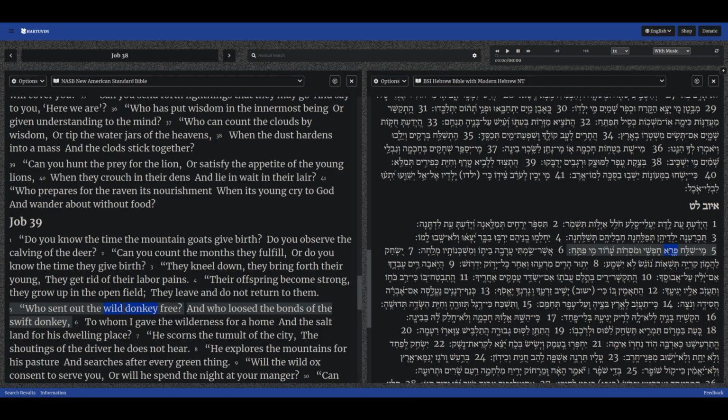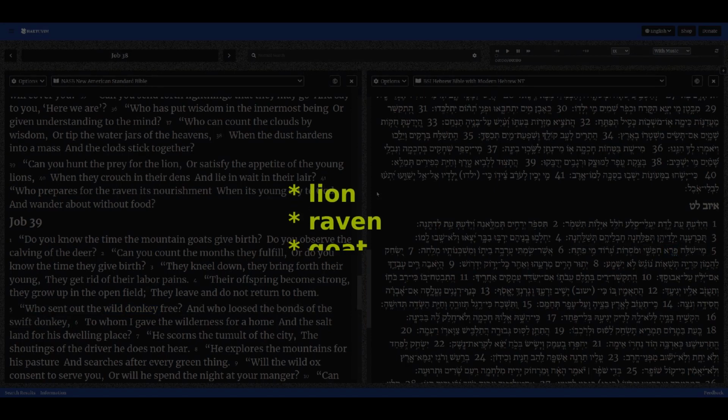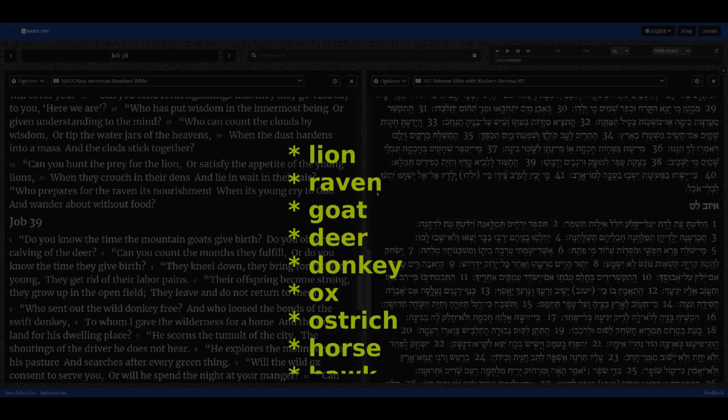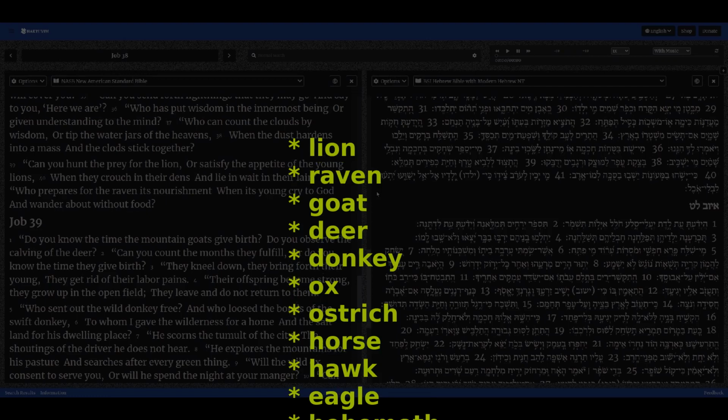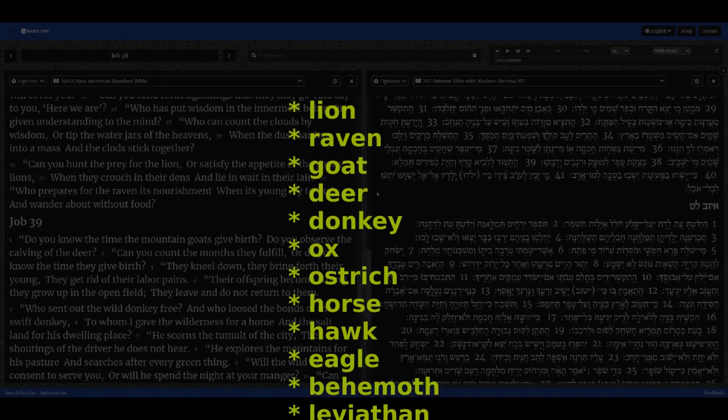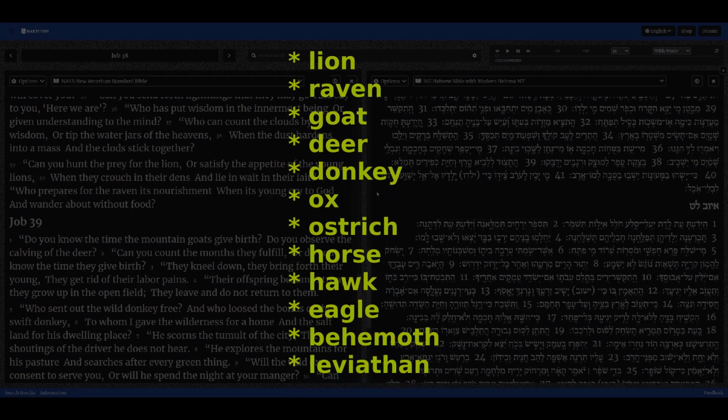short descriptions of easy to recognize animals: lion, raven, goat, deer, donkey, ox, ostrich, horse, and hawk and eagle. Then 2 longer chapters dedicated to creatures with a few strange features that scholars today have difficulties matching to known animals. There is a huge-tailed behemoth and a fire-breathing leviathan.